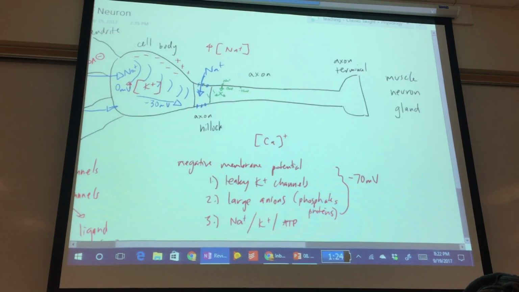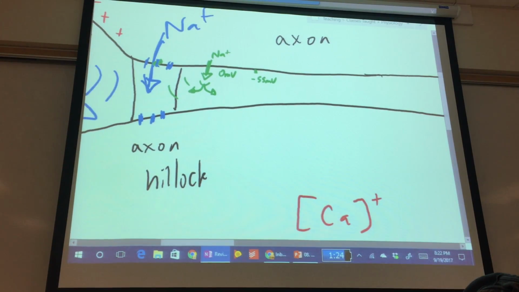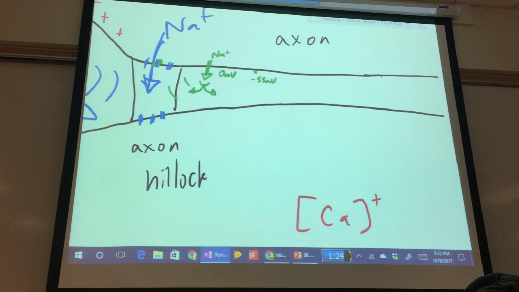Going back, in this period right here, go back to my original question. Sodium enters into the cell, and it moves in all directions. By the time it reaches over here, it's about negative 55 millivolts. I get an action potential, right? Why don't I get an action potential back over here?